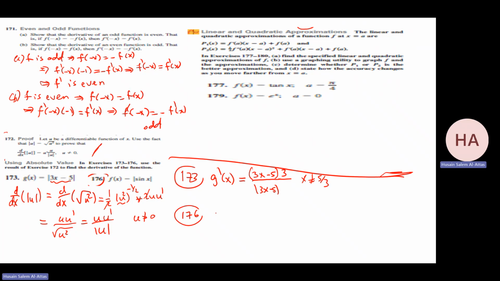176, what will be f prime? It will be u over absolute value of u, here u is sine x, times u prime, which is cosine x. But I need sine x not equal to 0. In other words, x not equal to k pi.